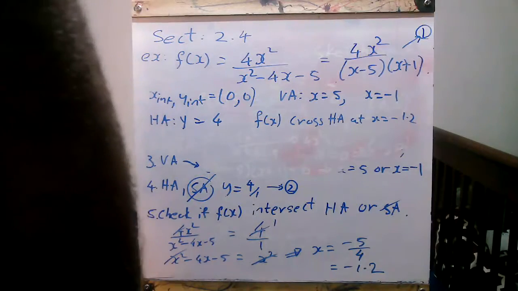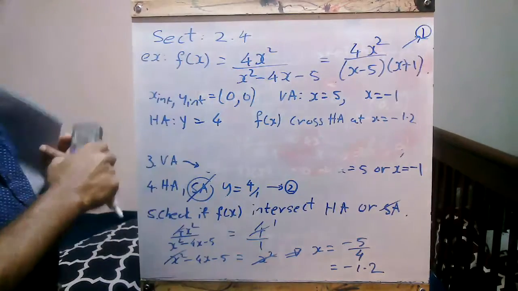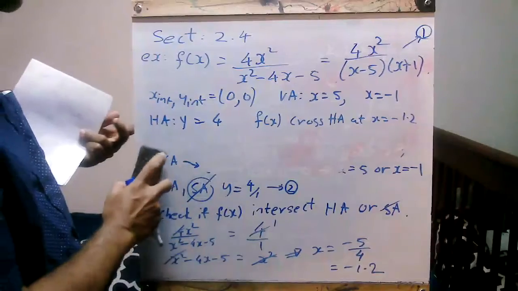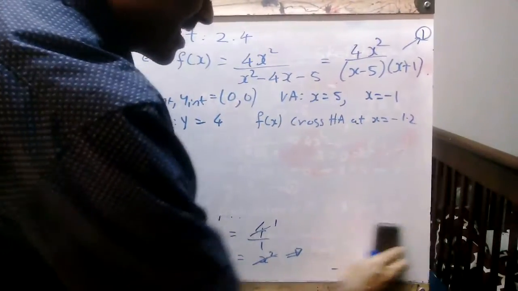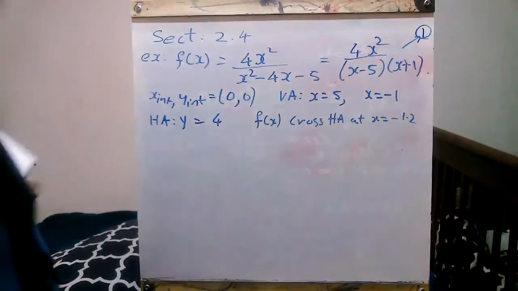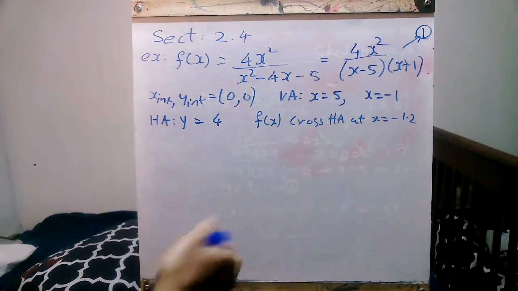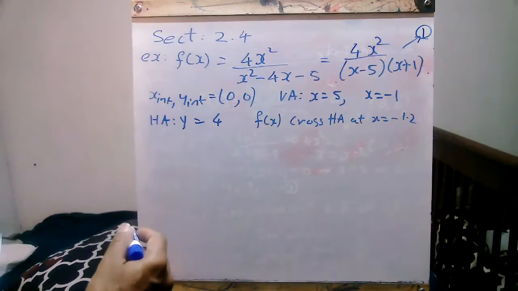Refer to your notes about that and substitute f of negative x here. Do it yourself and you will see this has no symmetry. This has no symmetry. Now we come to the important part, which is checkpoints.